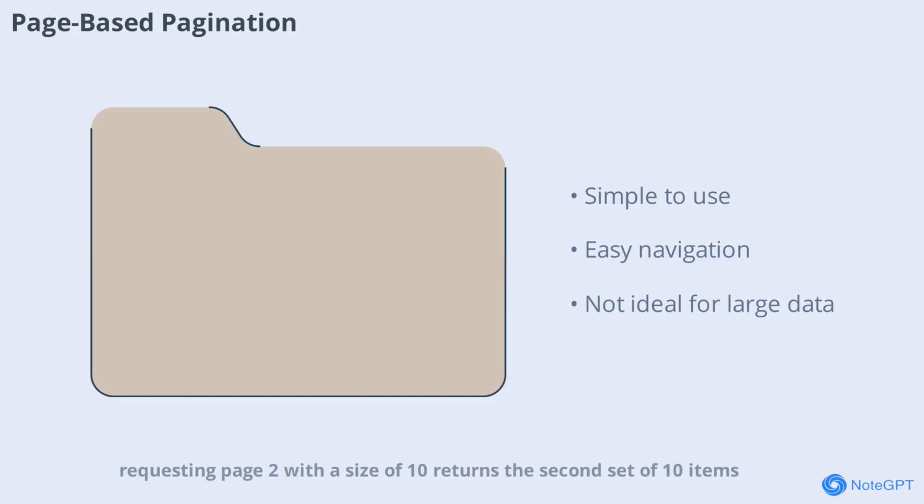Page-based pagination uses page and size parameters to navigate through data. For example, requesting page 2 with a size of 10 returns the second set of 10 items. This method is simple to implement and user-friendly, but can become inefficient with very large datasets.